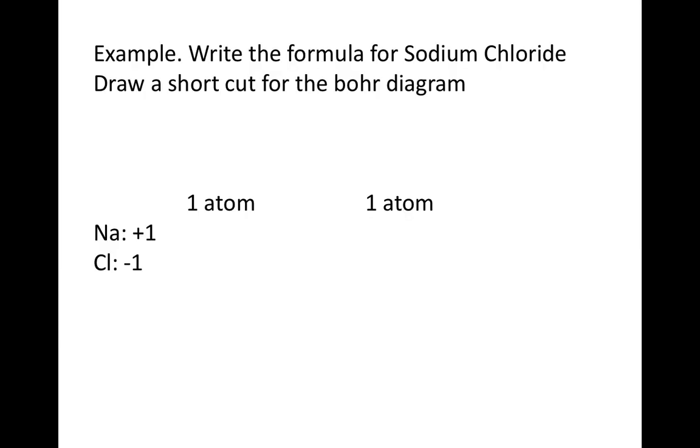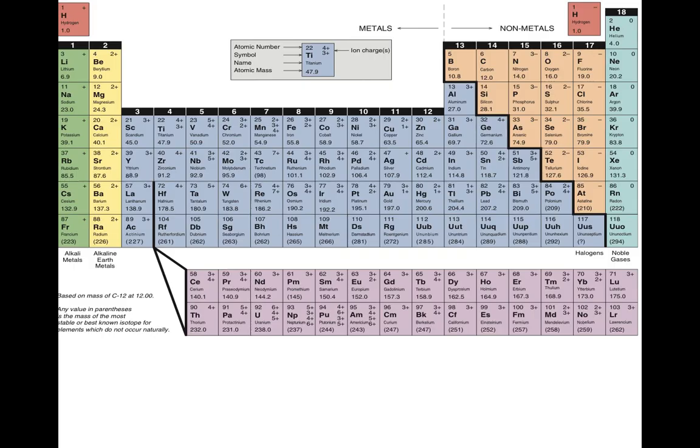So we're going to write the formula for sodium chloride. Sodium chloride is sodium and chlorine. We're going to use our periodic table and find sodium on the periodic table, and it's over here. What we're going to need is this charge here. There's a charge of 1 plus, so we need that. Then we find chlorine on the other side, and we need the charge, it's 1 minus. That's going to be really important.